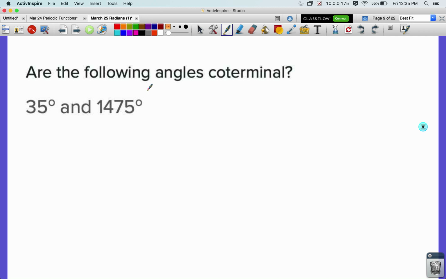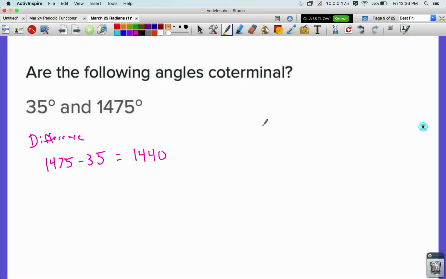All right, are these angles coterminal? Is rotating 35 degrees the same, or will it land you at the same spot as rotating 1,475 degrees? Well, what we can do is take the difference. So the difference, 1475 minus 35, or you could do it the other way around. It actually wouldn't matter. 1475 minus 35, we get 1440.